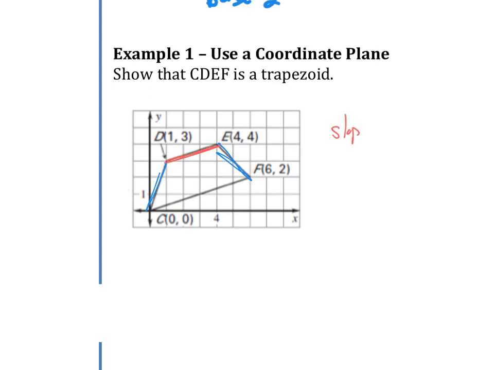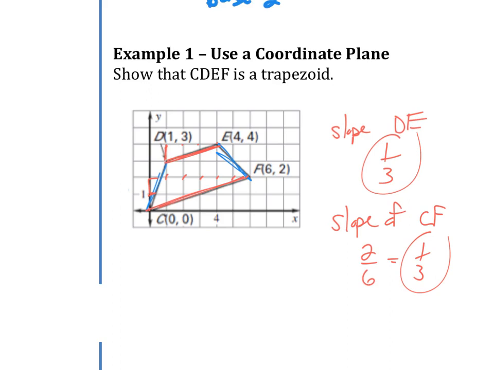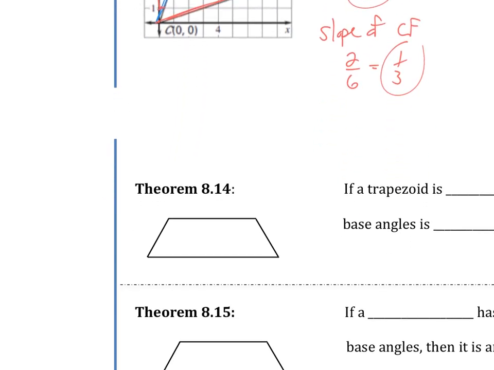Okay, the slope of DE is up 1, to the right 1, 2, 3. So the slope is 1/3. We also have to look at the slope of CF, this red side. So this is up 1, 2, to the right 1, 2, 3, 4, 5, 6. So it's 2/6. And 2/6 is 1/3. So what we have here is a pair of two sides, the opposite sides, and they are parallel because they have the same slope. So is this a trapezoid? Yes, because the opposite sides are parallel.